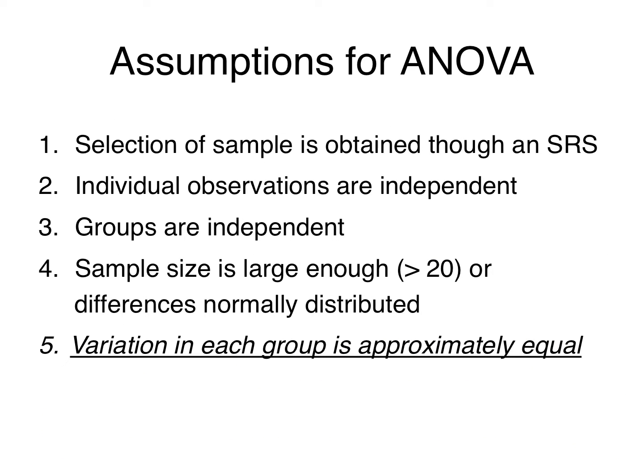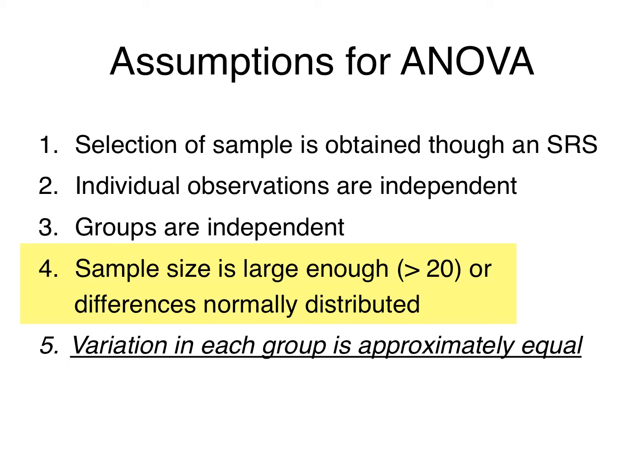First, let's talk about the assumptions for ANOVA. For the most part, this is the same set of assumptions that we had for the two-sample t-test with equal variances. The sample was selected through a simple random sample. Observations within groups are independent. The different groups, populations, or treatments compared are independent.